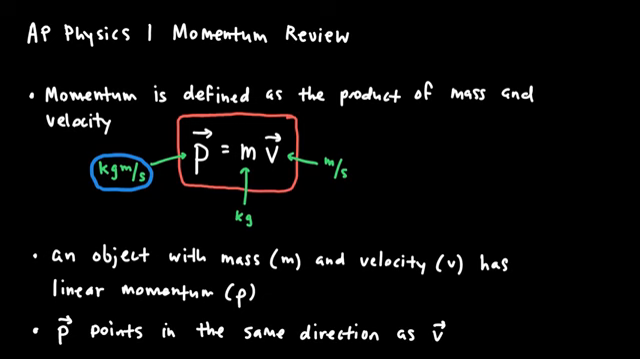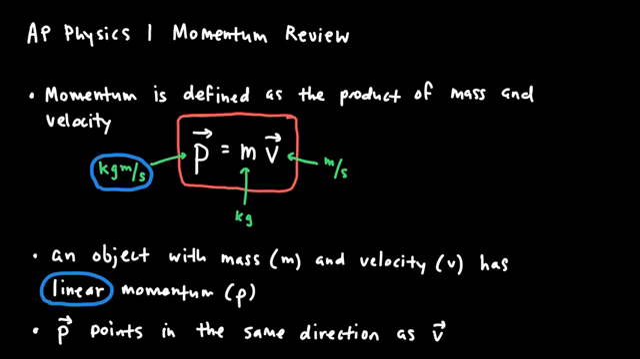So an object with a mass m and a velocity v has a linear momentum p. And now that we've studied rotation as well, we can appreciate that the quantity p, which is the product of mass times velocity, really is linear momentum. So make sure you know that this kind of momentum is called linear momentum.